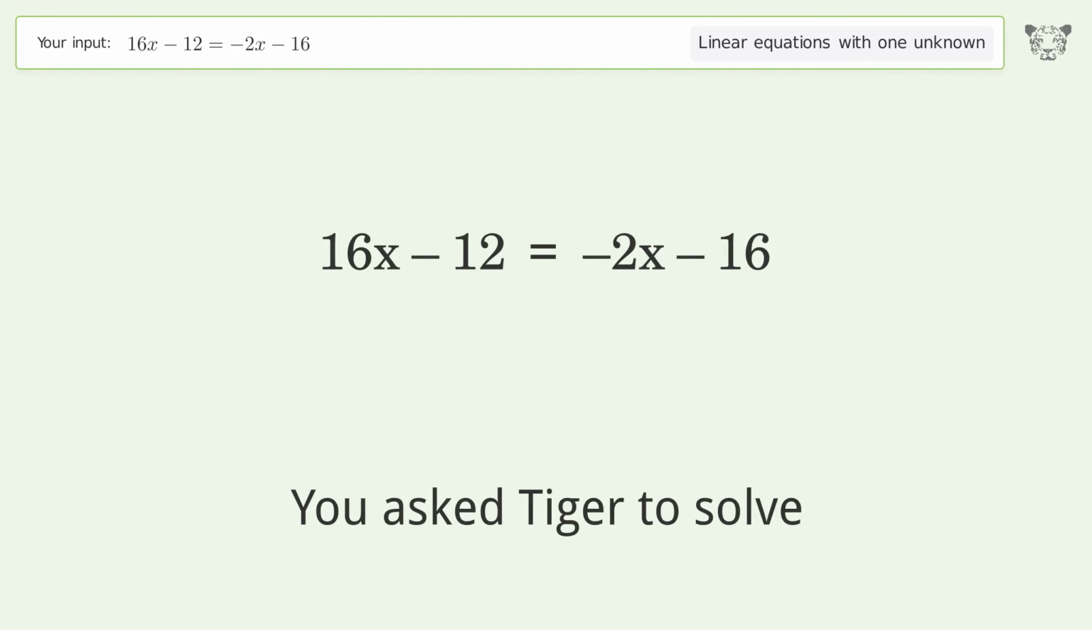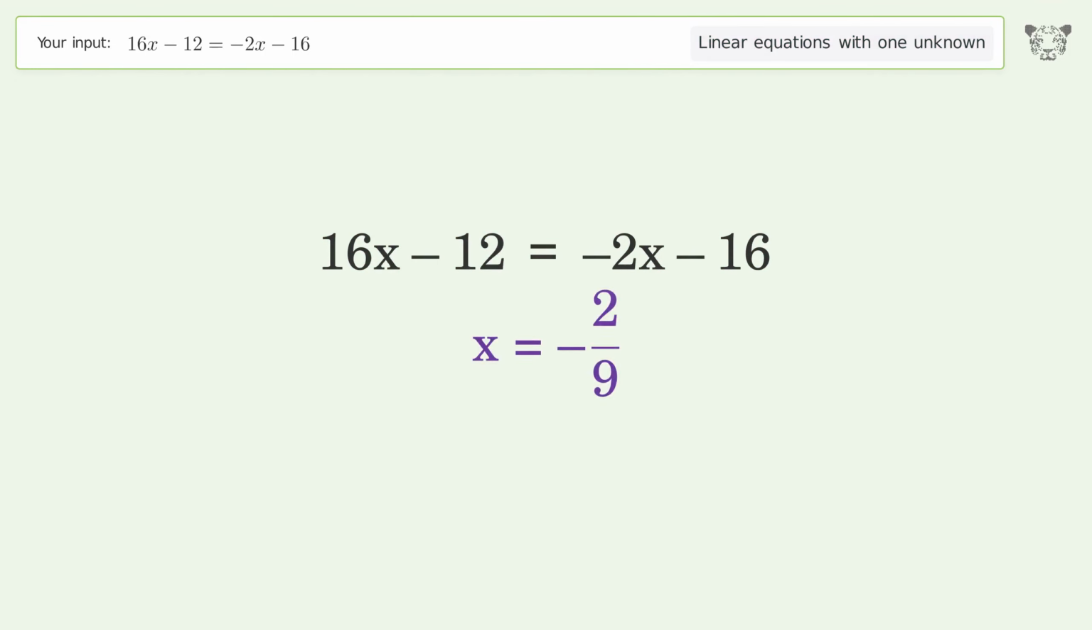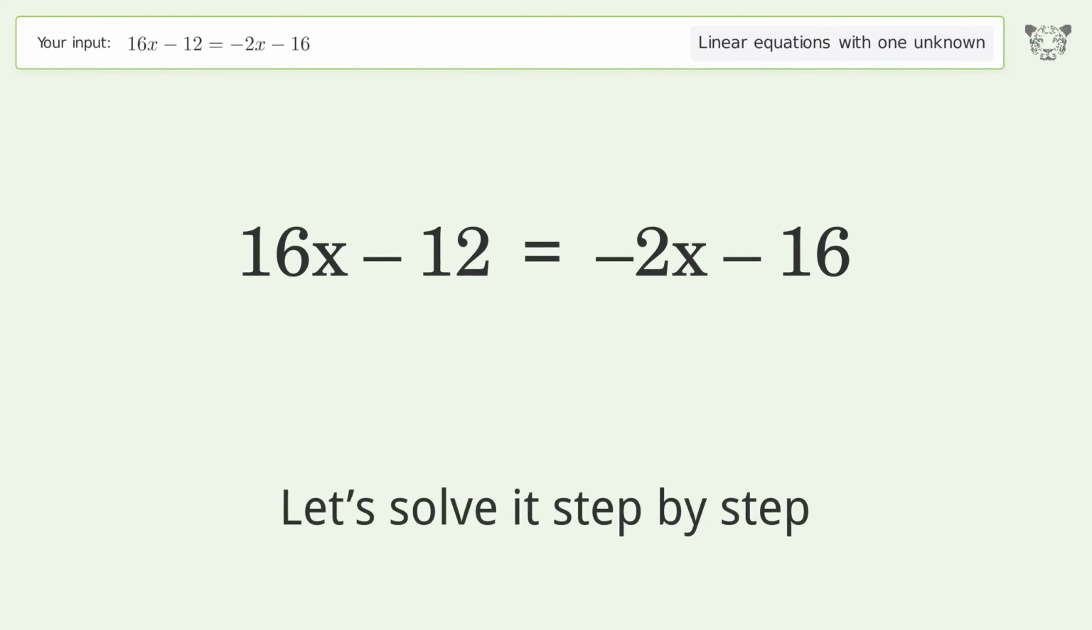You ask Tiger to solve this. It deals with linear equations with one unknown. The final result is x equals -2/9. Let's solve it step by step.